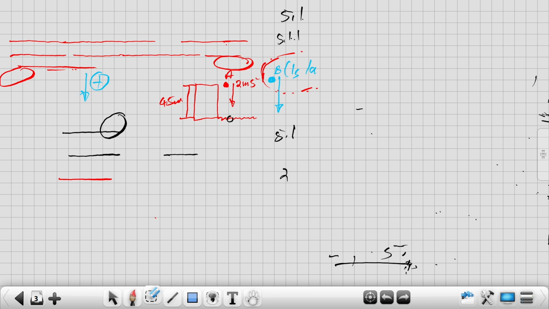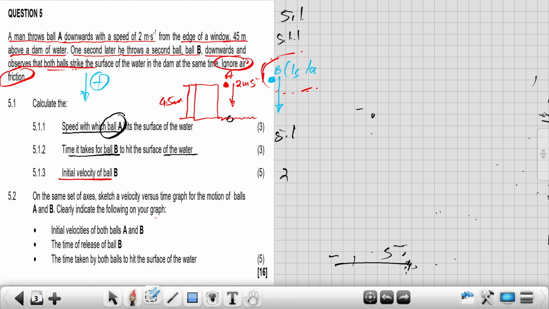I will be able to calculate for V, the initial velocity for ball B. So let's go back into it and check what other information we have. So we are going to calculate for B.